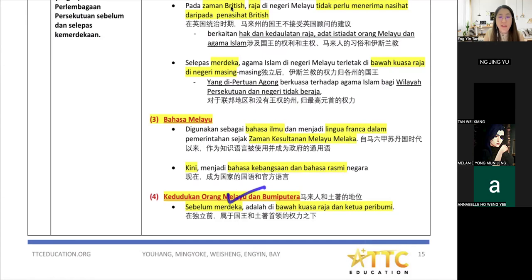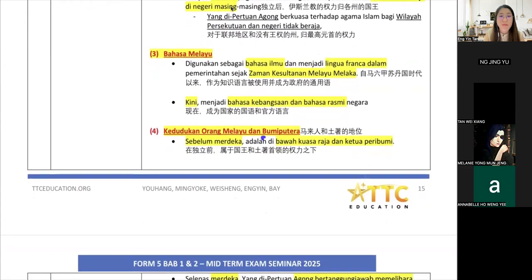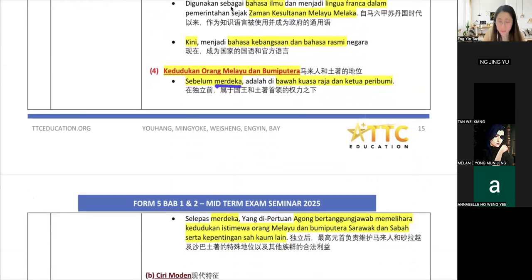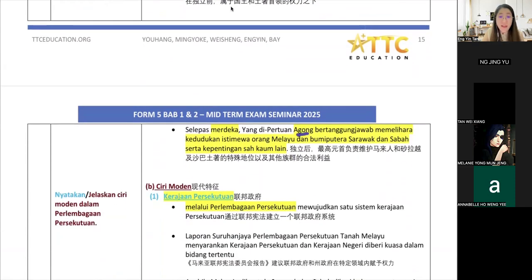And the law says that back then and today, Malay people, they are kedudukan istimewa loh. See, before Merdeka, who has the rights to announce this kedudukan? Who is the one that protects the Malay people's and the local people's rights? The king, the Raja and Ketua Peribumi. After Merdeka, Agong is the one in charge and protects.